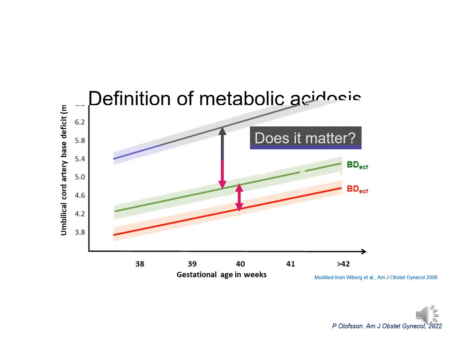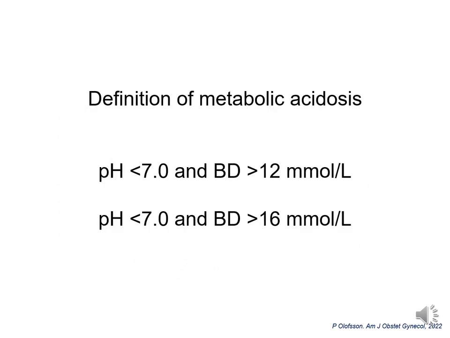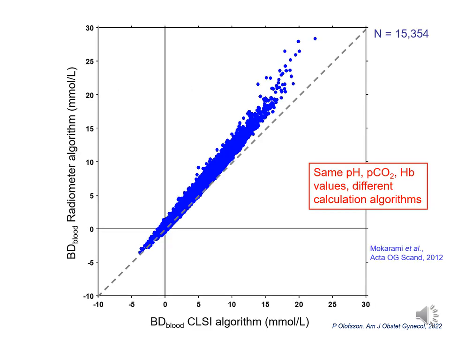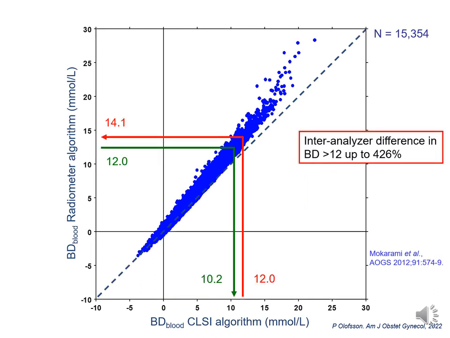Let's see. Metabolic acidosis is commonly defined as a cord artery pH below 7 and a BD above 12, and severe metabolic acidosis as BD above 16. This is a comparison we made between 2 different equations of BD in blood. As you can see, the plottings deviate from the line of identity. As a result, a BD value of 12 will result in a 2 millimole per liter difference in reciprocal comparisons.